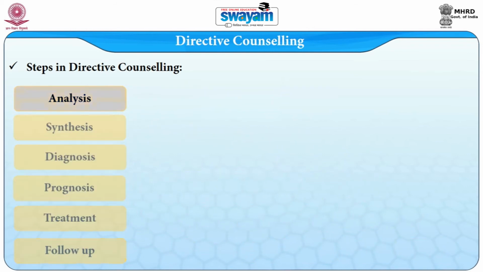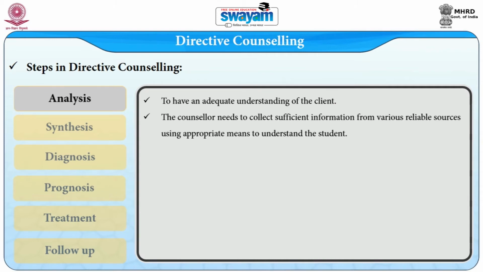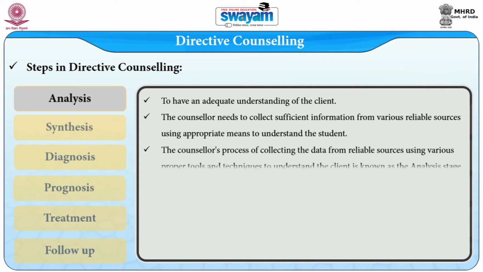Analysis. In directive approach counseling, the first step is to have an adequate understanding of the client. The counselor needs to collect sufficient information from various reliable sources using appropriate means to understand the student. The counselor's process of collecting the data from reliable sources using various proper tools and techniques to understand the client is known as the analysis stage.